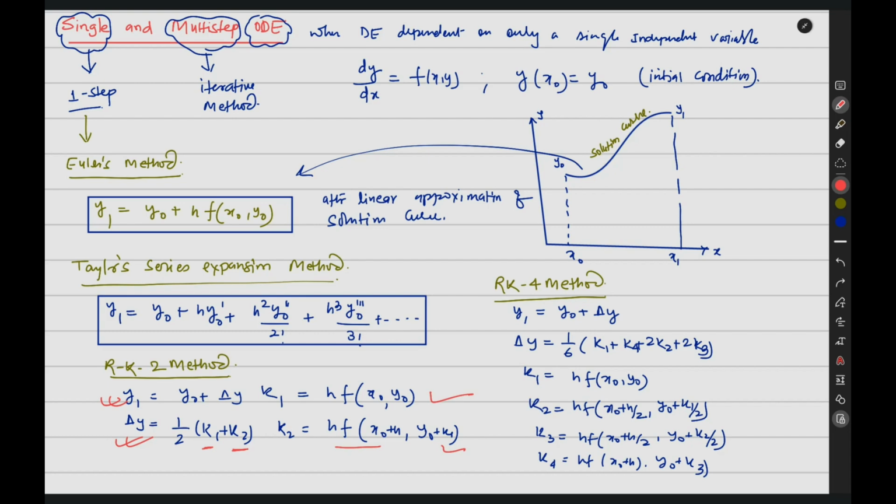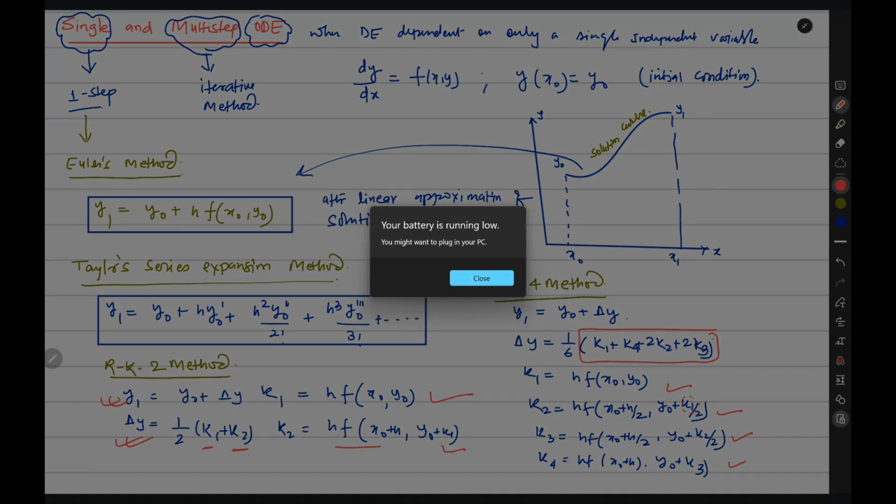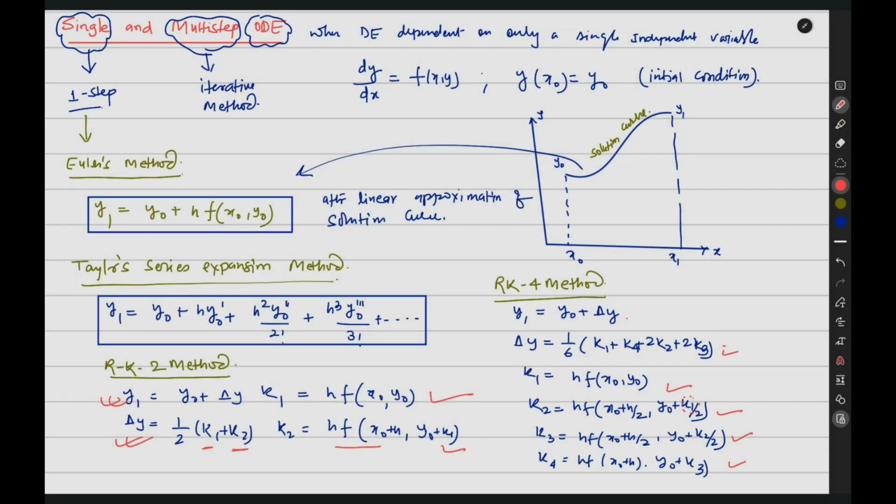The RK4 method is similar to RK2, where we have written y equals y0 plus delta y, and delta y is equal to this one. In this formula, first we need to calculate k1, then k2 where k1 is required, then k3, then k4, and then we substitute k1 to k4 in this, and we will get delta y, and after that we will get the value of y1. GATE is never going to ask a numerical question from this section because the calculation becomes very tedious. So there will be a theoretical question from this section. So we have to understand the concepts and the formulas very well.